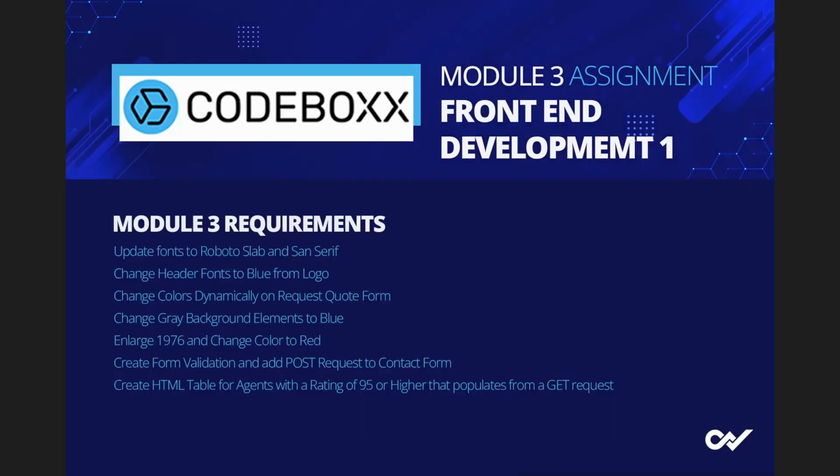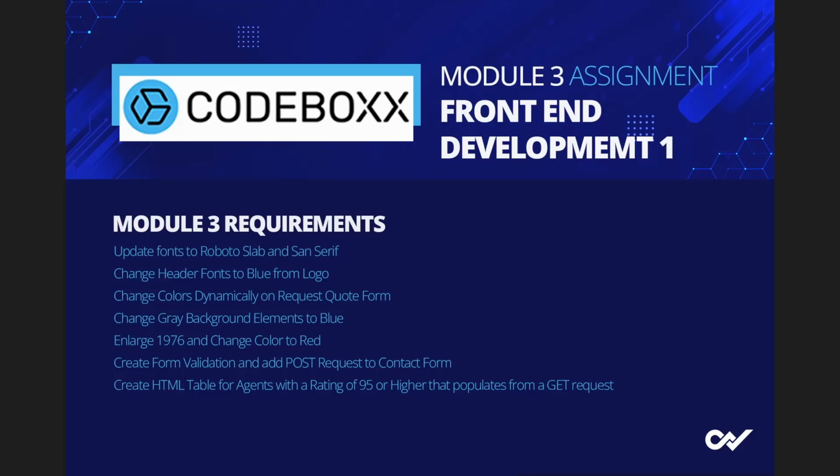Okay, here's a quick overview of the Module 3 requirements. I'm just going to go over them really fast and then we'll get right into this. Update the fonts to Roboto Slab for the whole site, and then sans serif for the paragraph text. Change the header fonts to the blue color from the logo. Change colors dynamically on the request form. When someone clicks residential, commercial, industrial, the color changes based on that.